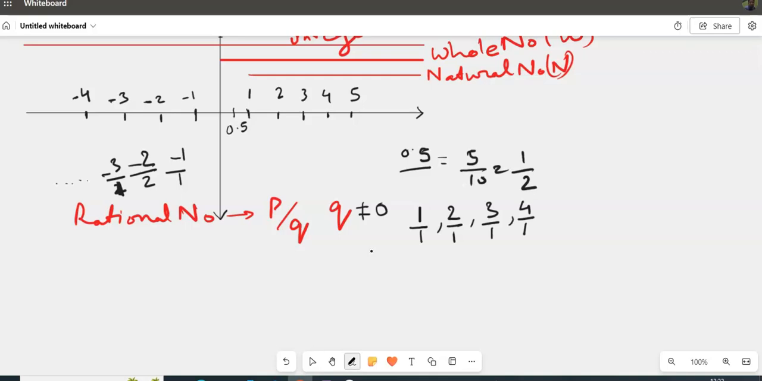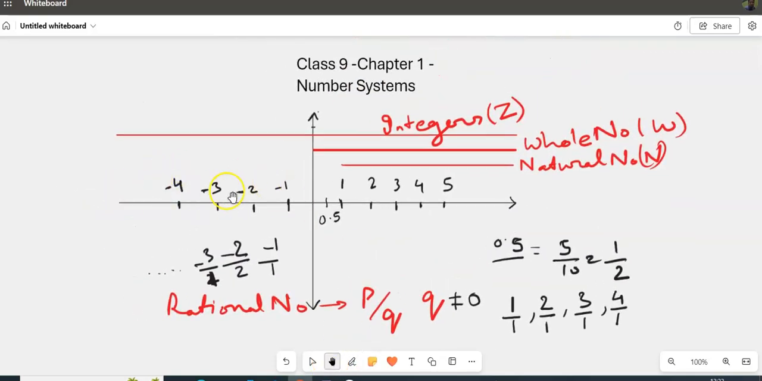So it seems that this whole number system, this number line, is made up of nothing but rational numbers. Is it really correct? No, because we have irrational numbers as well. Now the point is, what are irrational numbers and what are rational numbers? Rational numbers we have already talked about, but what are irrational numbers?